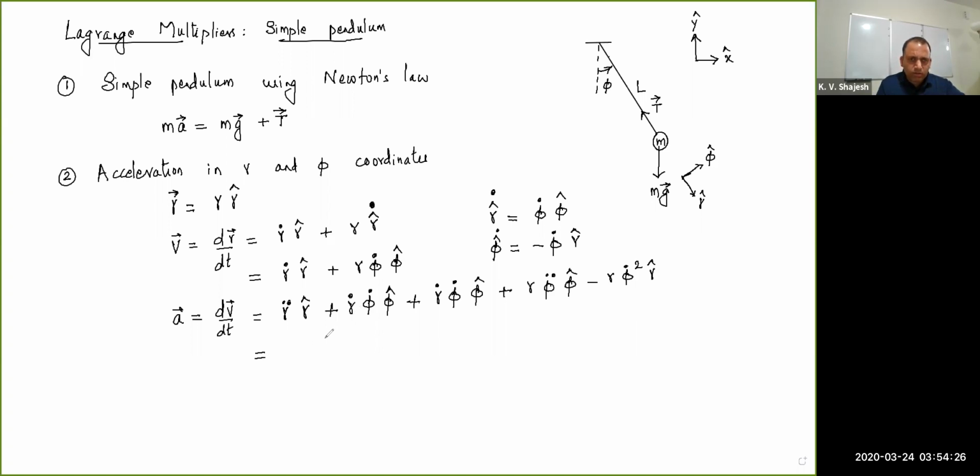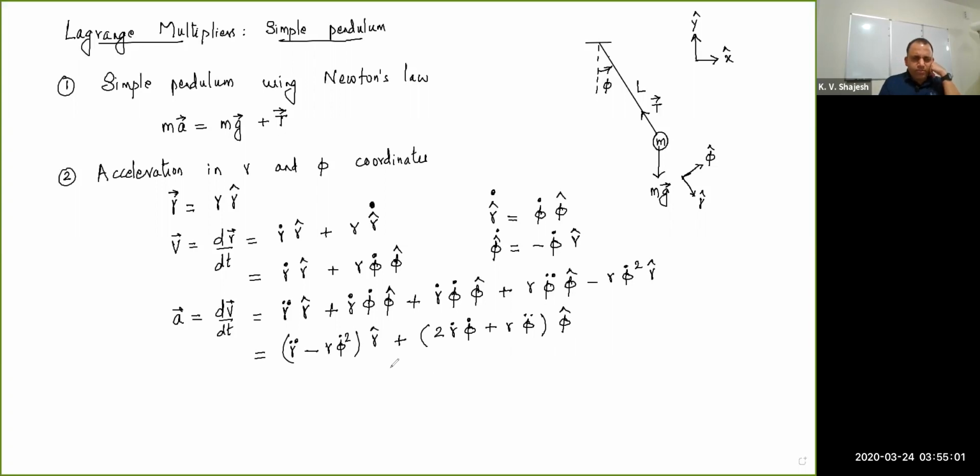Now if I collect all the terms together, I have r double dot minus r phi dot squared, times r hat, plus 2 times r dot phi dot plus r times phi double dot, times phi hat.